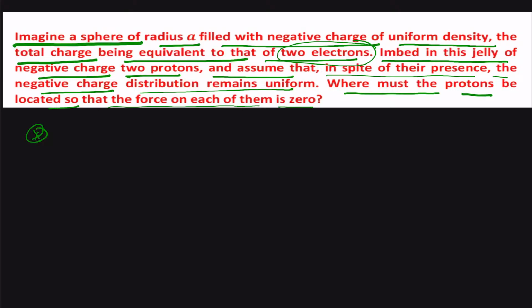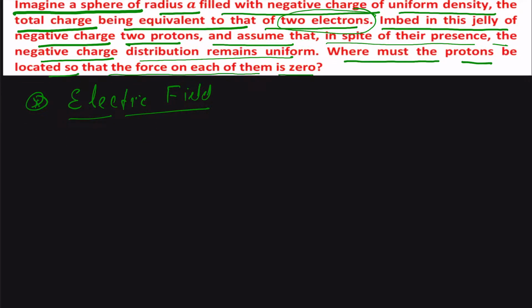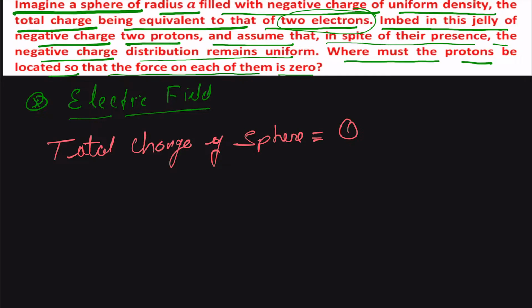So you can see our electric field, and we are given that we have a uniform charge sphere of radius a. Therefore, we can say the total charge of the sphere, let us suppose that is our q, then this q will be equal to, because it is only 2 electrons, minus 2 times e.